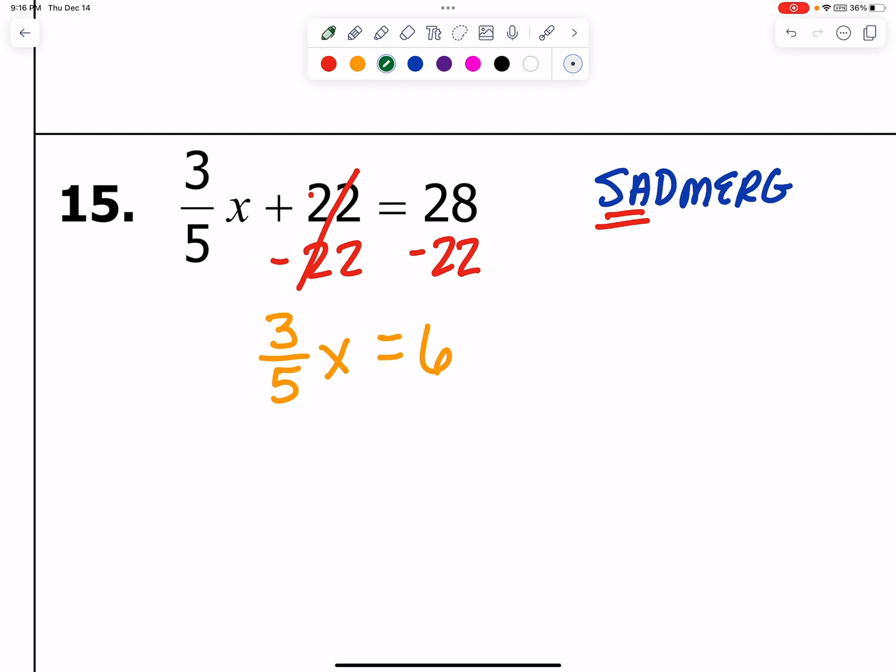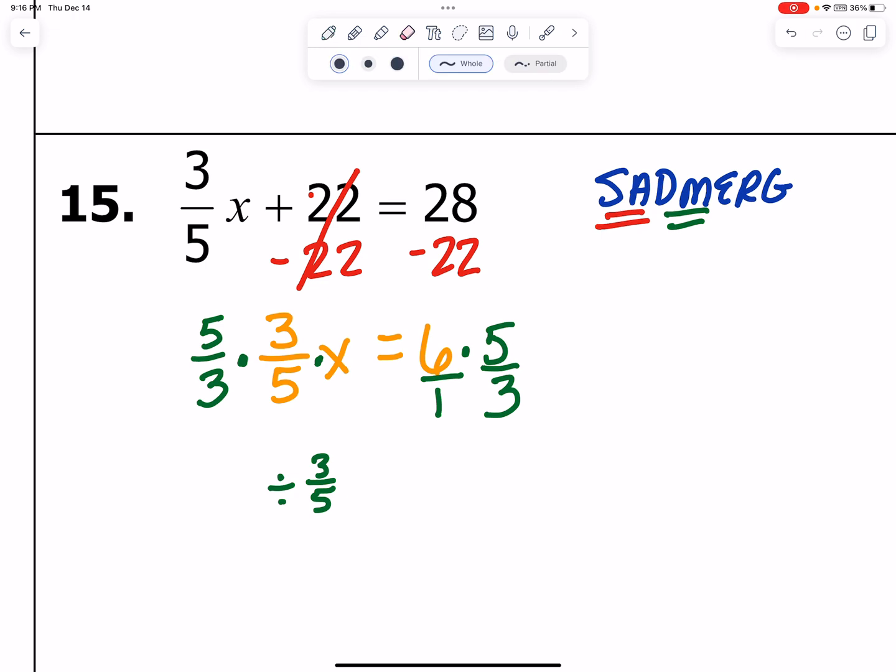All right, so now we took care of that. We're on division and multiplication. So I have 3/5 times x. How do I get rid of a times 3/5? We would divide by 3/5, right? But we don't divide fractions. What do we do? Everyone, what do you say? We multiply by the reciprocal. So multiply by 5/3 to both sides. Don't forget that. And I'm going to turn this into a 6/1 so I can do my math work.